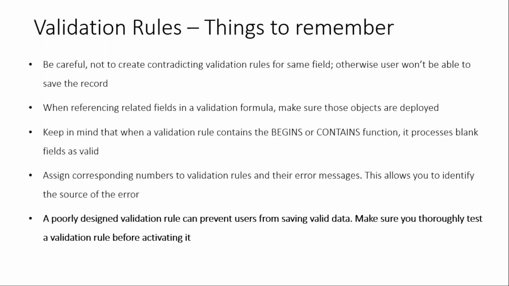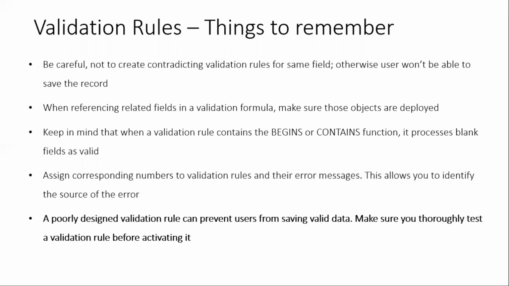assign a corresponding number to each validation rule and its error message. This allows you to identify the source of the error. So for example, if you have multiple validation rules activated and you want to give them numbers, you can use the numbers in your error message so that it will help users also to jump onto the correct field. A poorly designed validation rule can prevent a user from saving valid data, right? So make sure you thoroughly test your validation rule in your sandbox before you deploy it to production and activate it.